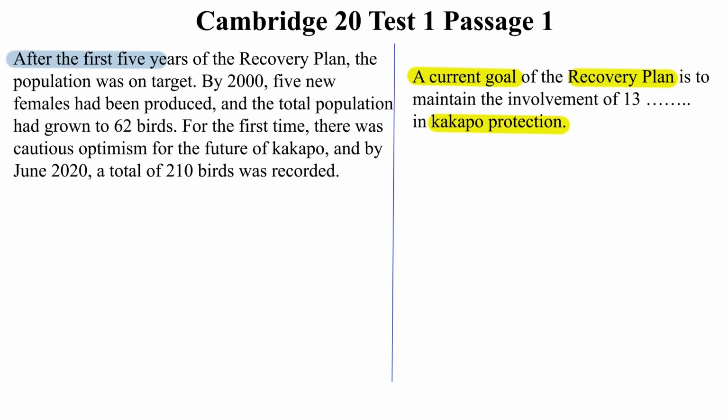After the first 5 years of the recovery plan, the population was on target. By 2000, 5 new females had been produced, and the total population had grown to 62 birds. For the first time, there was cautious optimism for the future of kakapo, and by June 2020, a total of 210 birds was recorded. No current goal is involved here, so move to the next passage.